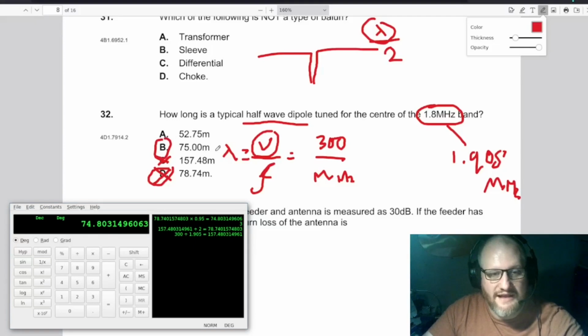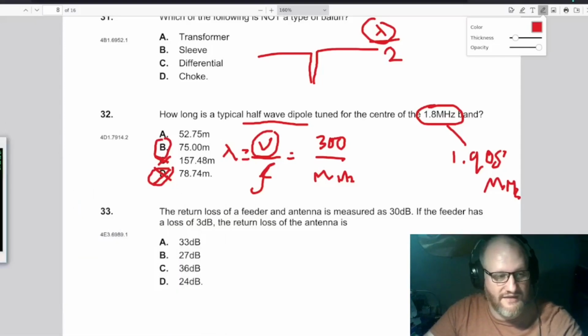So again, it's because the speed of the radio wave through our antenna is going to be slower than the speed of the radio wave through free space, and we figured out our wavelength based on its speed through free space. So we need to include the velocity factor as part of that calculation to get to the right answer.